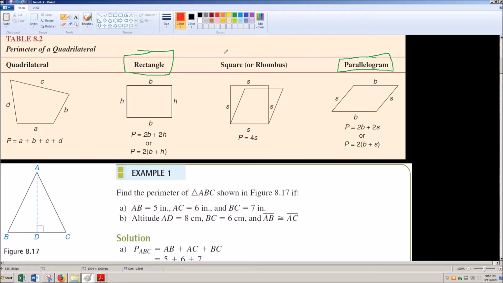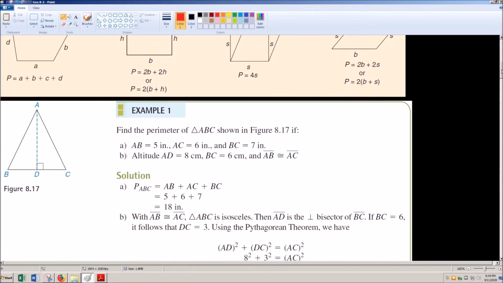Now for a square or a rhombus, all of our side lengths are the same. So when I want to talk about the perimeter of this thing, I'm going to be talking about just one side times 4. So if I told you, oh, I have a square with a side length of 10, you immediately know it's going to be 4 times 10. So the perimeter of that square would be 40.